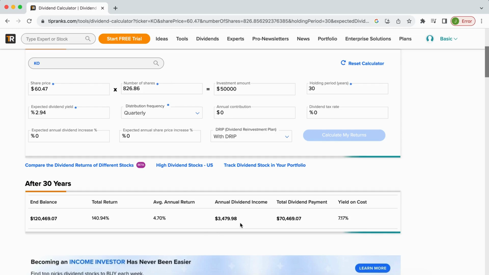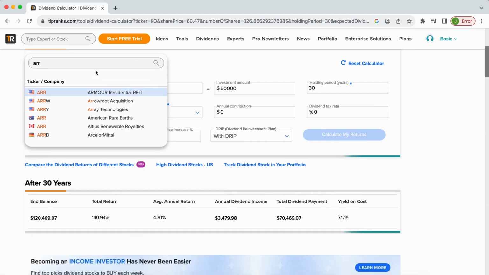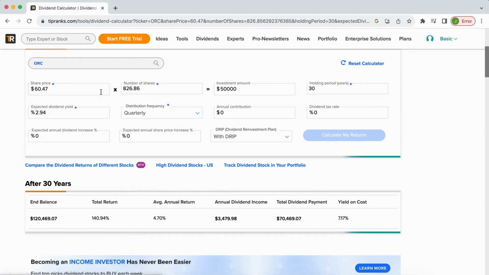With Coca-Cola, you're making around $3,000 every year after 30 years. With ARR, or we could even do another REIT that pays out a monthly distribution at $50,000 investment amount after 30 years, you're going to see that your end balance is close to $18 million and you're still making over $3 million each year with a total return of 35,000%. Again, this is not adjusted for taxes, but for those that have a large chunk of money, or even those that do not have a large chunk of money, you can see that with a dividend reinvestment, you can see far greater returns as this compounds.